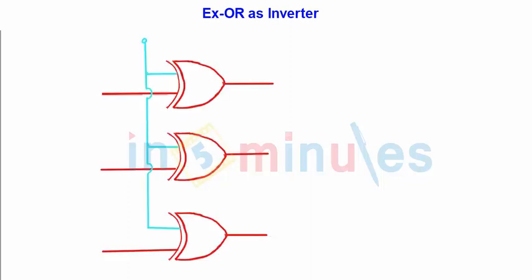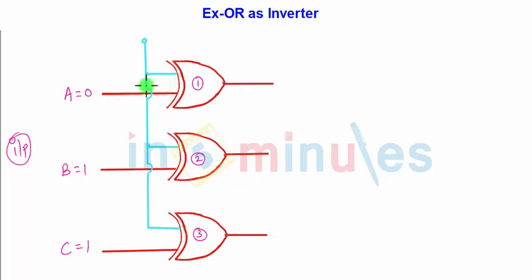So what we have here is a 3-bit input, this is the input side. On the input side I have 3 bits, A, B, C, and let us say that A is equal to 0, B is equal to 1, C is equal to 1. Okay, so how are we using the XOR gates? I have here XOR 1, XOR 2, XOR 3.